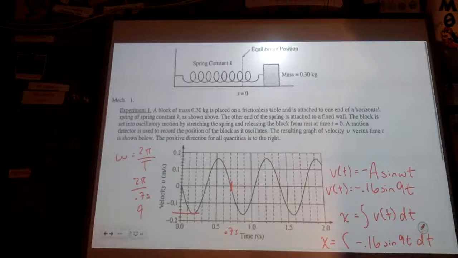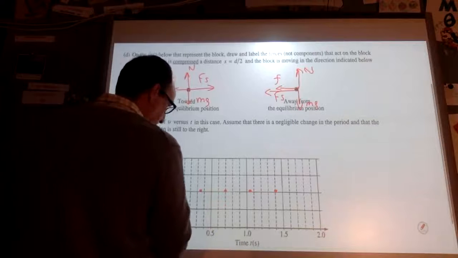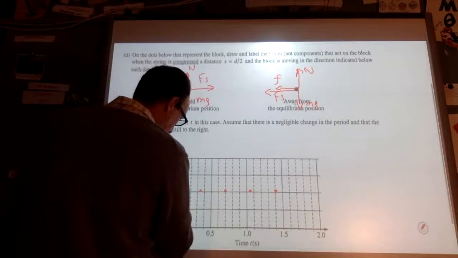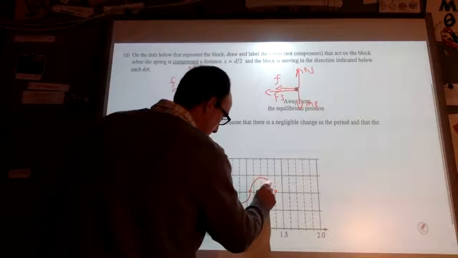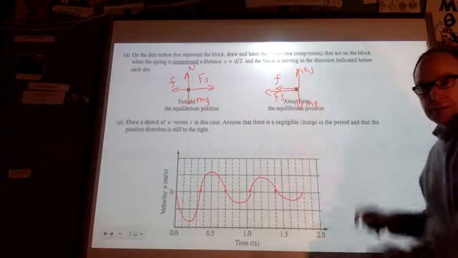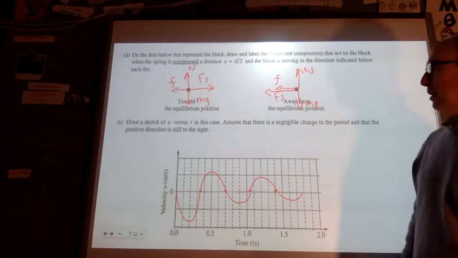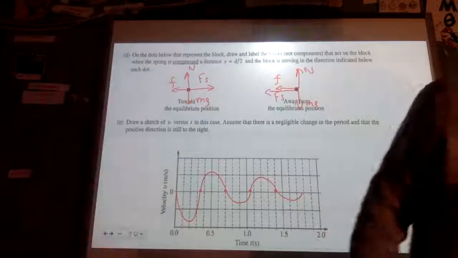All right, they gave us our velocity. Our velocity started at 0, and it went to 0.16. So this is going to be, it should be getting smaller and smaller as our dissipating force, friction, cancels it out. I think that's it.